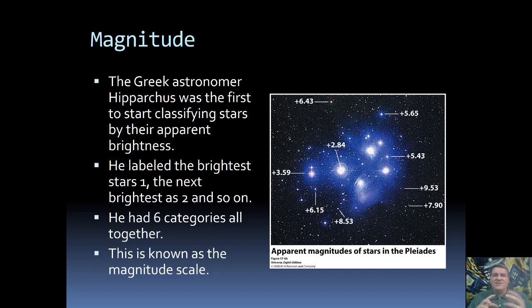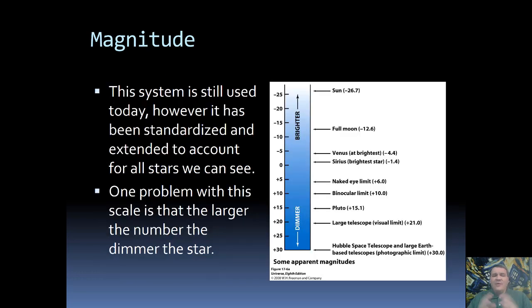In other words, the magnitude system is backwards from the way we normally want to think about things. Usually we say the larger the number, the brighter the object. Not the case with magnitude. Okay, so be careful, it's inverse. Now again, we still use this system today, although we have standardized it and extended it.